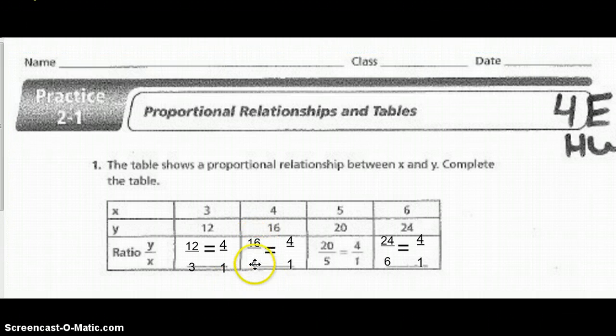You end up getting 16 over 4, which also simplifies to 4 over 1 because 4 goes into 16 4 times and 4 goes into 4 one time, and then 24 over 6, which also equals 4 over 1. So because they all equal 4 over 1 by taking y over x, that means you have a proportional relationship.